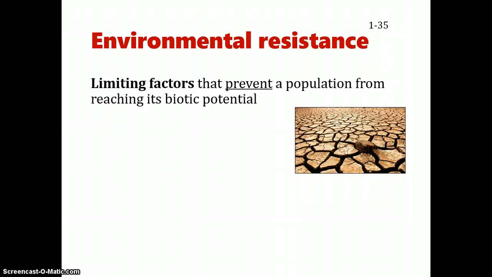Now, as I mentioned before, a population will reach its biotic potential, that maximum amount of reproduction, when it is under ideal conditions. Now, environmental resistance is the absence of those ideal conditions. So these are limiting factors that will prevent a population from reaching its biotic potential. So what are those conditions that will make it so that these organisms aren't reproducing, or at least aren't reproducing as much? Well, one is food. If there's not a lot of food, they're not going to be able to support as many young. They may not reproduce at all, so your reproduction rate is going to drop.